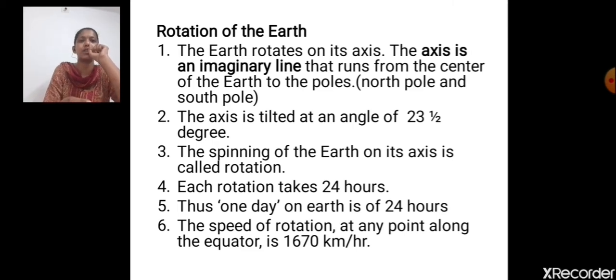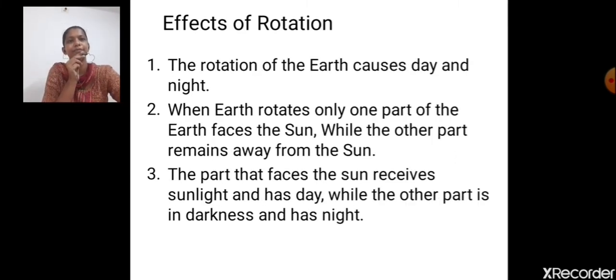The speed of rotation at any point along the equator is approximately 1670 kilometers per hour. So the rotation speed of the earth is this much, and it takes 24 hours to rotate, right? Now what is the cause and the effect of the rotation that takes place on the earth? Let's see in the next slide. Effects of the rotation. The rotation of the earth causes day and night. When the earth rotates, only one part of the earth faces the sun, while the other part remains away from the sun.